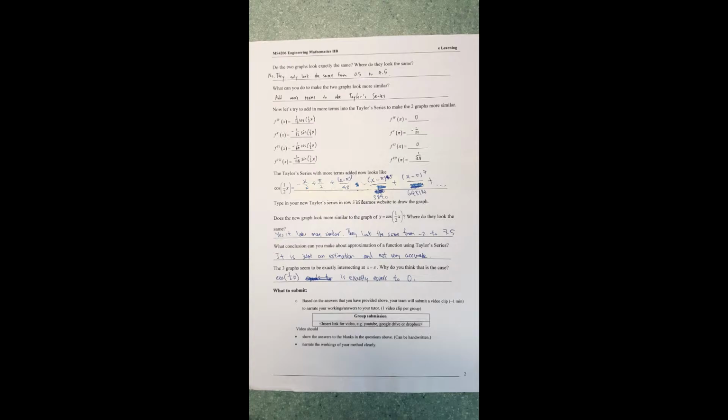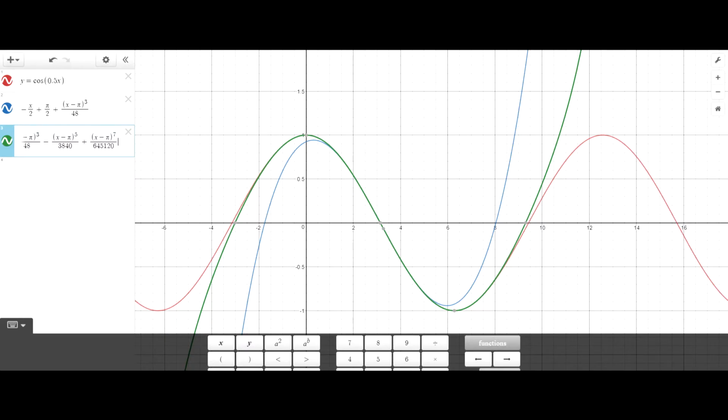With reference to Taylor's series formula, the function cosine half x is represented by a power series in x minus pi, with more terms added in, which is called the Taylor series. We then typed in the new Taylor series in row 3 in Desmos's website to draw the graph. In comparison with the old graph, the new graph looks more similar to the graph of y equals cosine half x, as they look the same from -2 to 7.5.